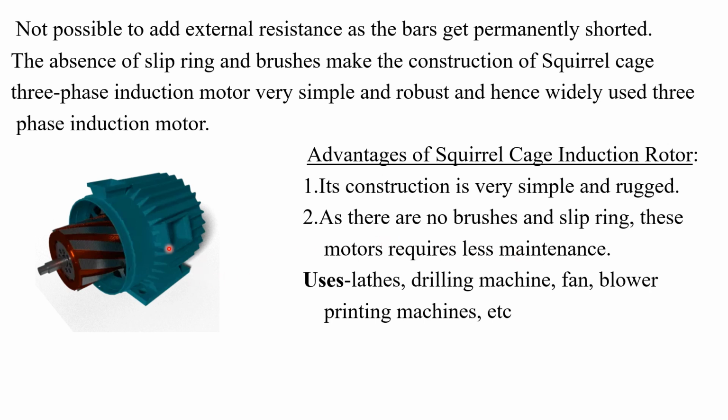The disadvantage of the squirrel cage induction motor is that the starting torque is very low, but the starting current is very high. Due to this high starting current property, squirrel cage induction motors are normally used in lathe drilling machines, fan blowers, printing machines, etc. That means where we need high starting current, there we can use squirrel cage induction motors. Okay, these are the main points about the construction of squirrel cage induction motors.